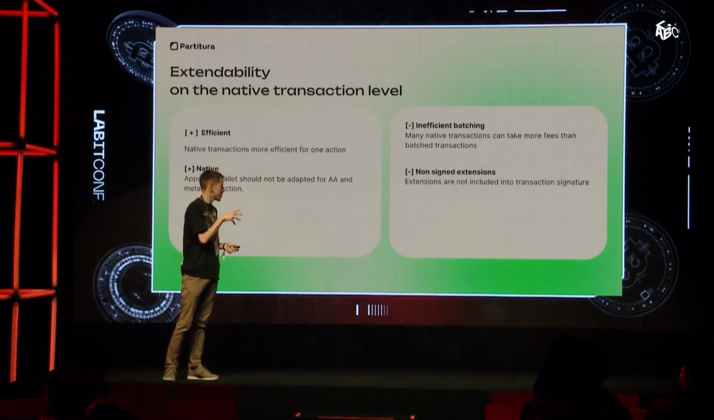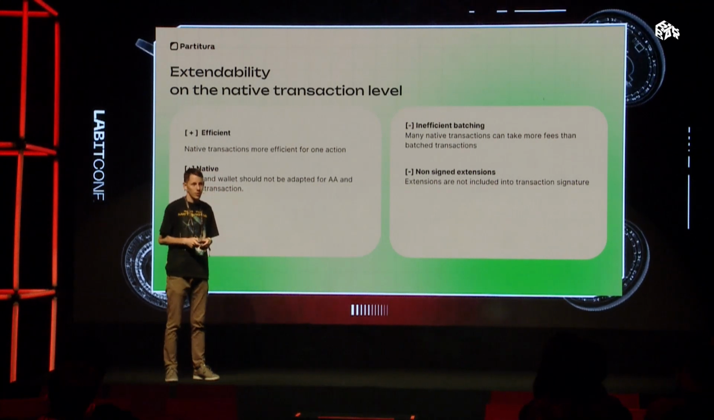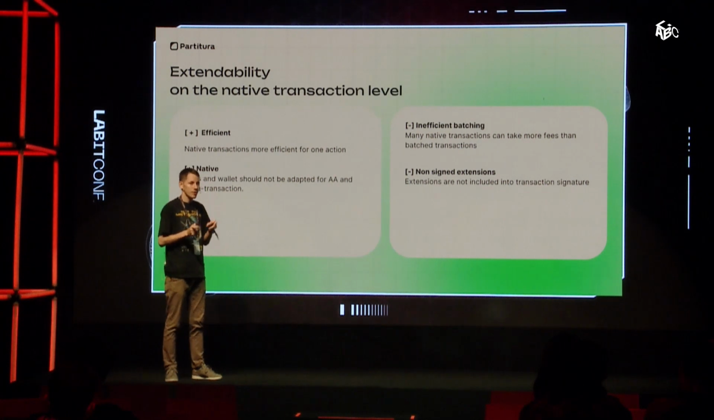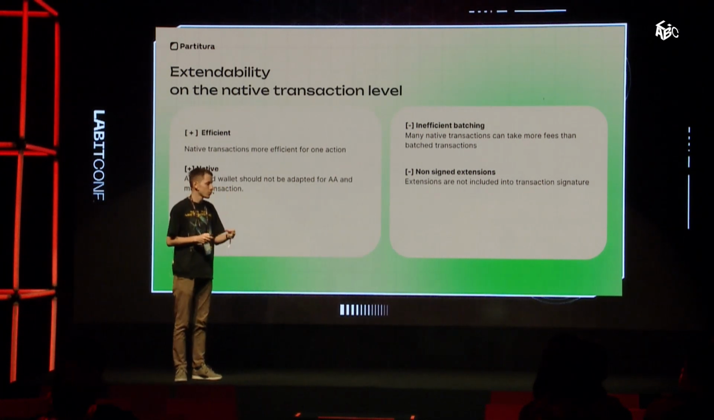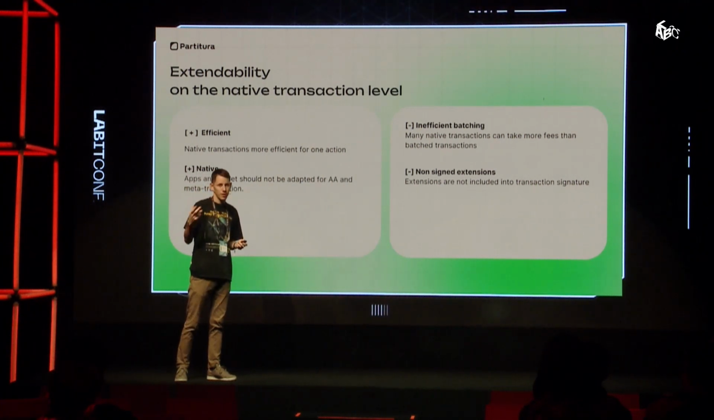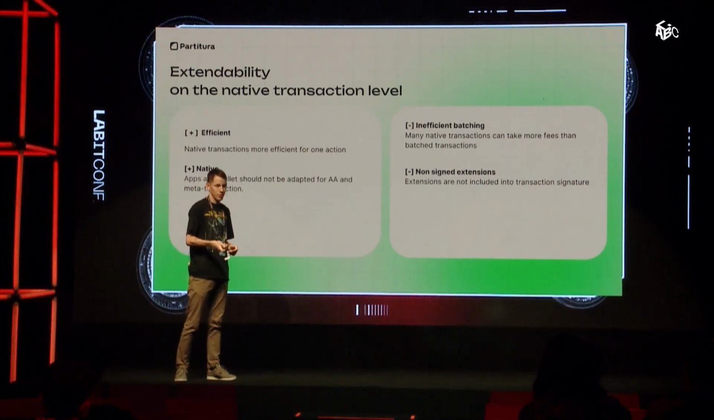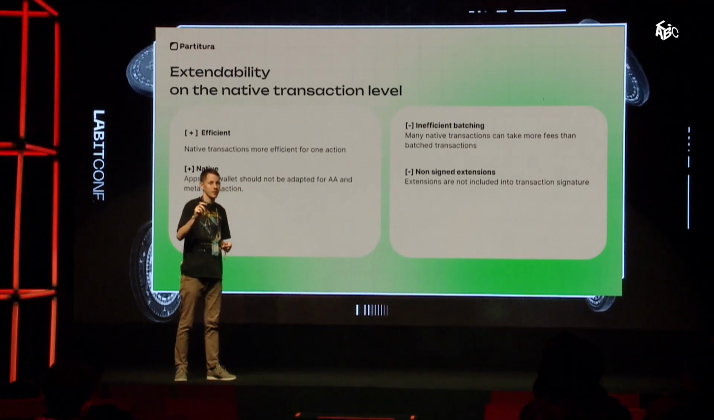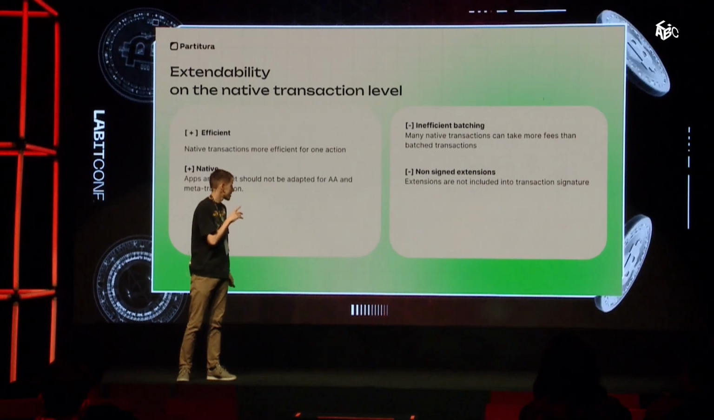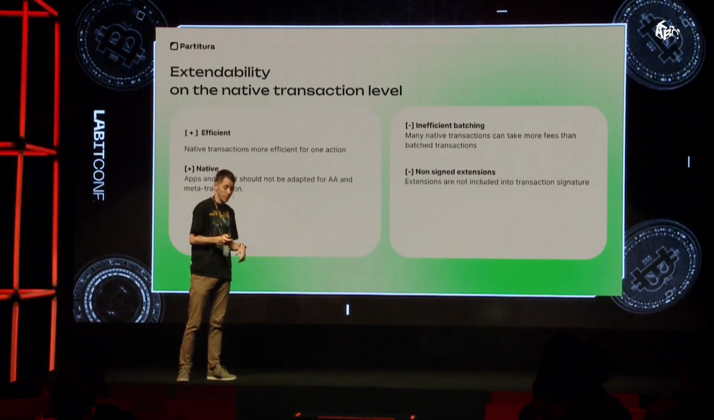But it makes batching inefficient because in the native transaction we can't batch everything into one big action. We need like 3, 4 different transactions, but we can still have batching because the node can manipulate the order of the transactions. For example, if I need to send funds to someone and after that someone sends funds to another person, we can execute the first transaction and then the second in the same block, and everything will be good. And extensions are not signed. It means, as I said, they can be manipulated on the node.